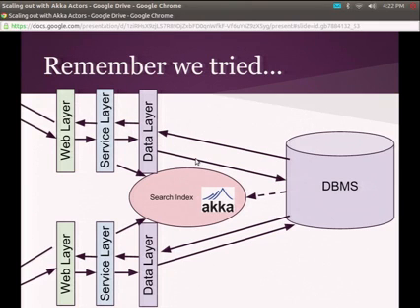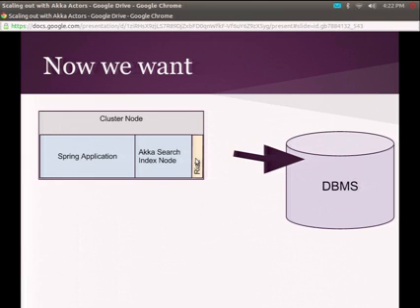So this is what we tried, and yeah, it's better because the search index is just sitting in memory all the time, but it's still not good enough. So what we want is our Spring application to live beside our Akka search index node. That is a live node in an Akka cluster, okay?